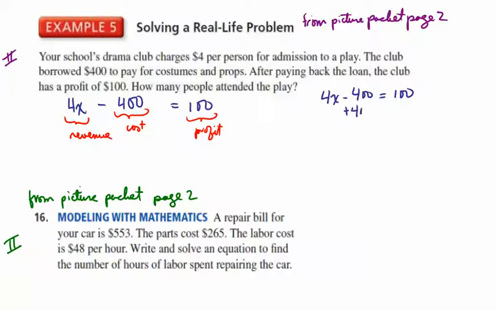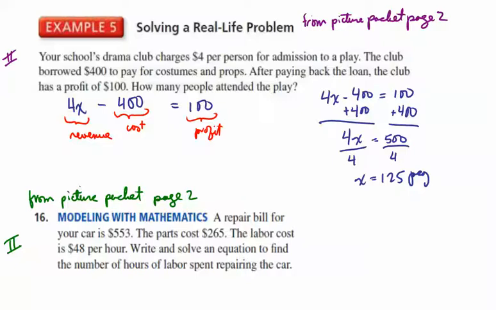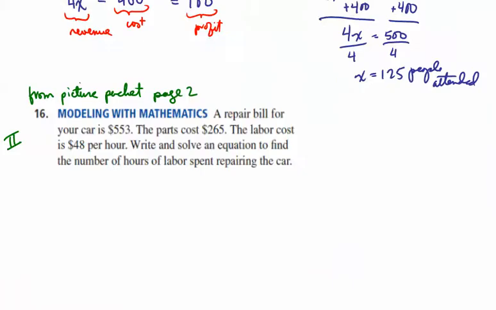We're going to add 400 to both sides, which gives us 4x is equal to 500. Dividing by 4, we get x is equal to 125 people attended the play. All right, we'll go on to the next example.